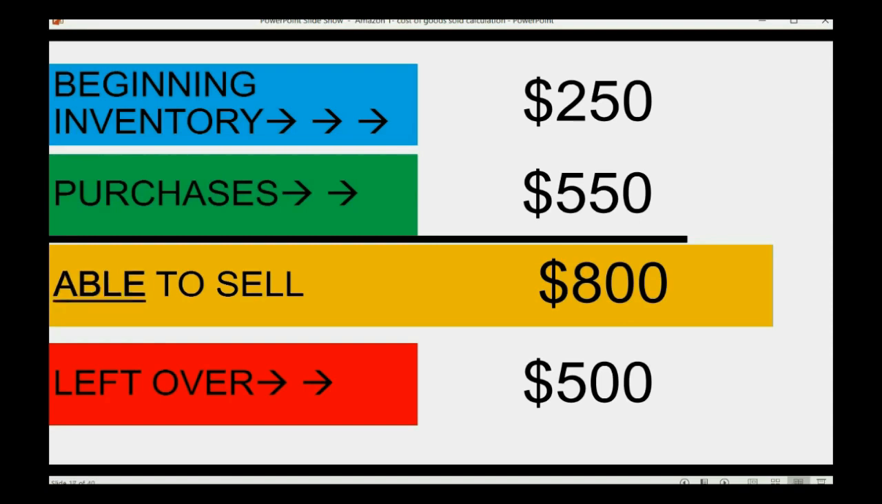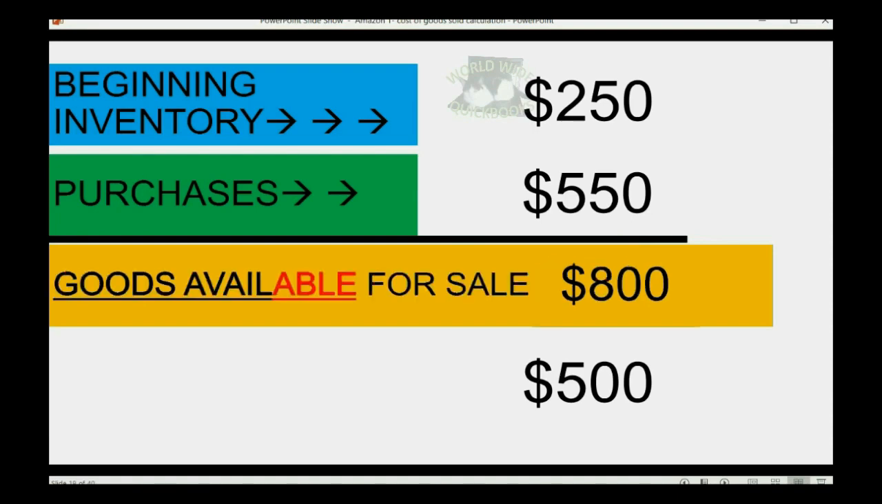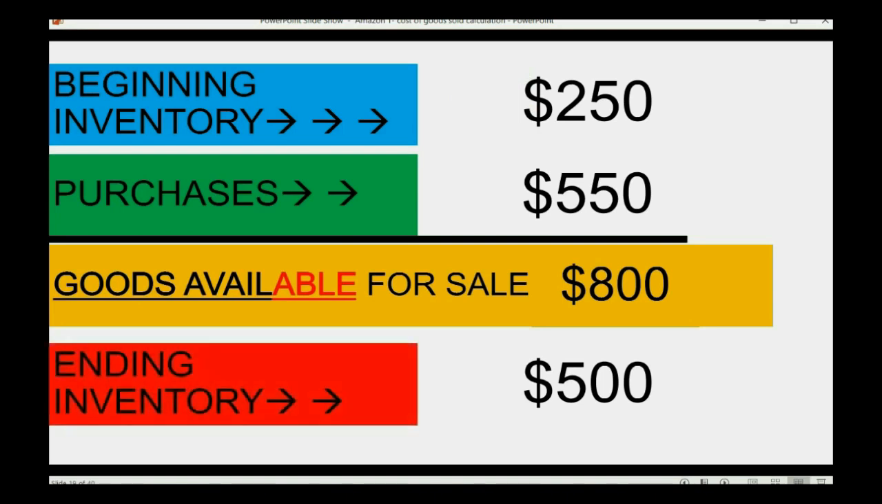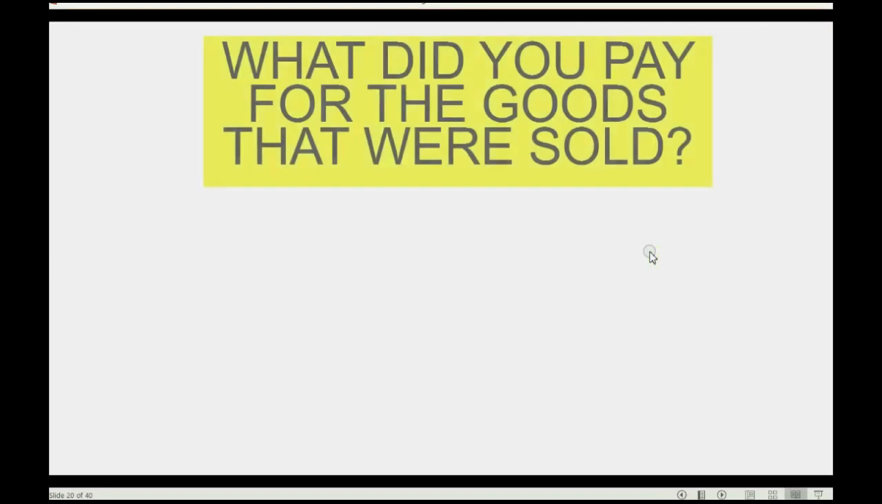Now, the word able is in the phrase able to sell. So instead of saying the amount we were able to sell, the official word for this number is goods available for sale. And of course, instead of saying the amount left over, we call the amount left over ending inventory. So what's the proper word for the result?